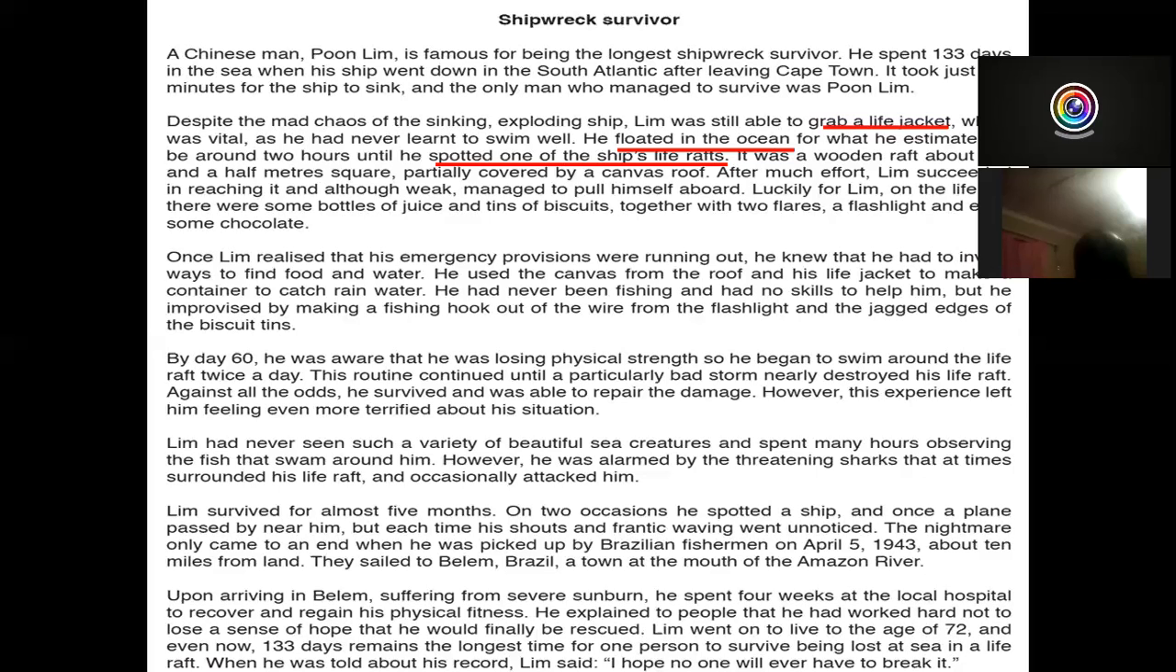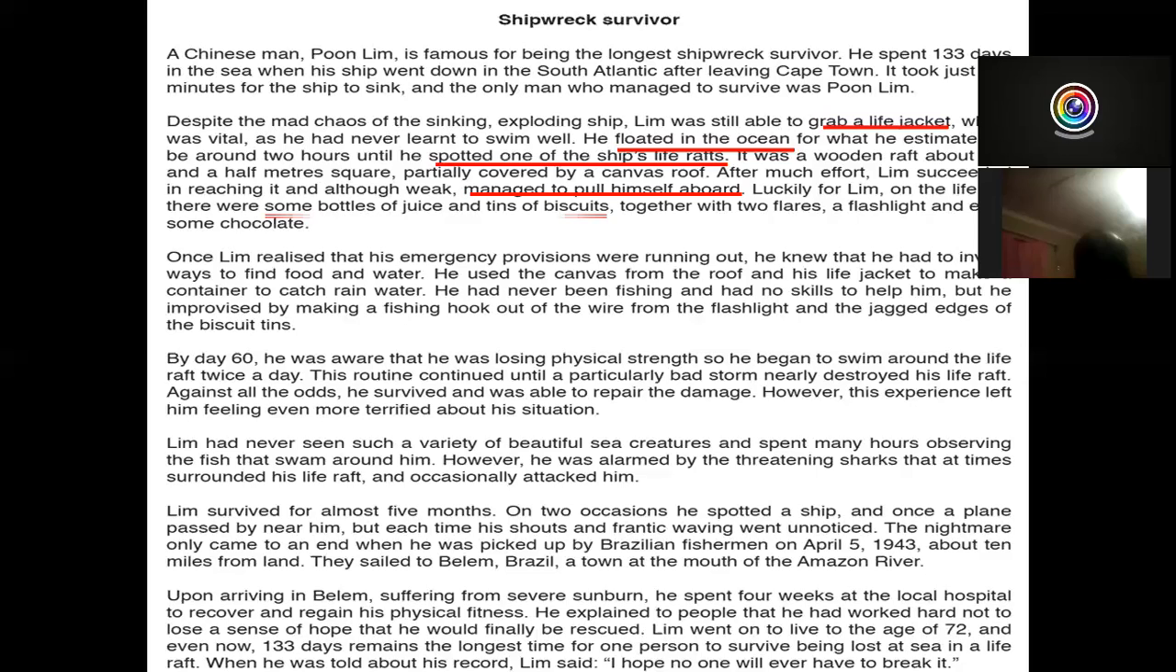It was a wooden raft, about 2.5 meters square, partially covered by a canvas roof. After much effort, Lim succeeded in reaching it, and although weak, managed to pull himself aboard. Luckily for Lim, on the life raft, there were some bottles of juice and tins of biscuits, together with 2 flares, a flashlight, and even some chocolate. So another point there is that he managed to pull himself aboard.